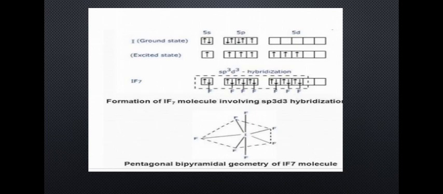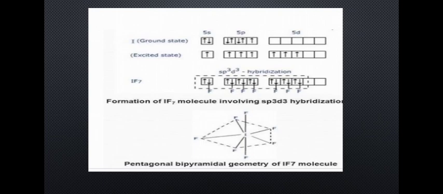Here the central atom is iodine, as it is big in size and lower in electronegativity. We know that iodine belongs to group number 17 and its general configuration is ns2np5. So in the ground state, the s orbital contains 2 electrons and the p orbital contains 5 electrons. As you can see here, the p orbital contains only one unpaired electron. So in this case, iodine will form only one bond with fluorine.